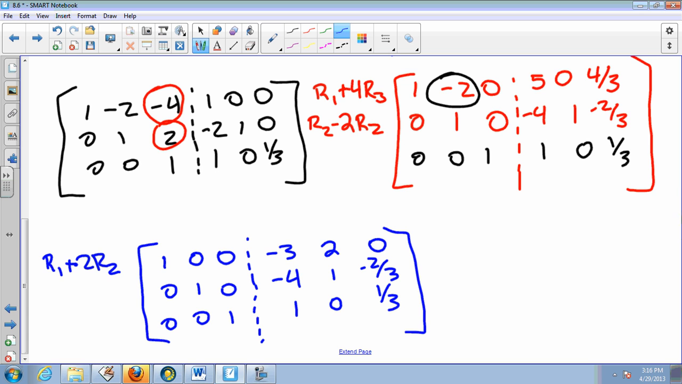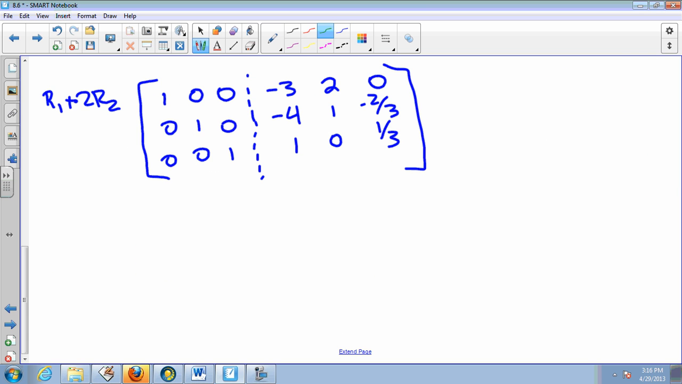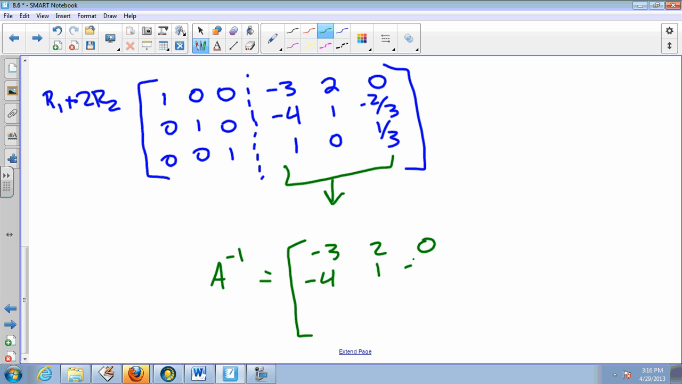So the last step is we just take the right side out and make our inverse matrix. It is a 3 by 3, -3, 2, 0, -4, 1, -2/3, 1, 0, 1/3.